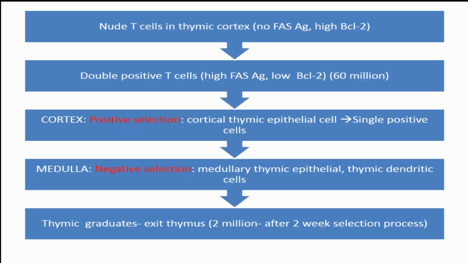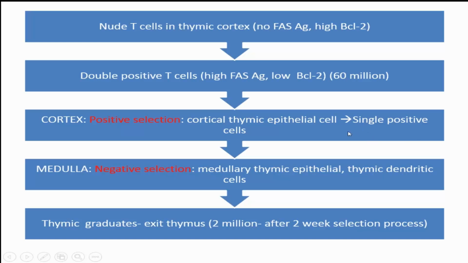Who offers this test? It's a specific cell called the cortical thymic epithelial cell, which has MHC with peptide on it, and it interacts with these thymocytes, the developing T cells, to see whether they can bind to the MHC or not. Once they bind to class 2 MHC, they develop into CD4 positive T cells, and if they bind to MHC class 1, they become CD8 positive cells. So we get what we call single positive cells here.